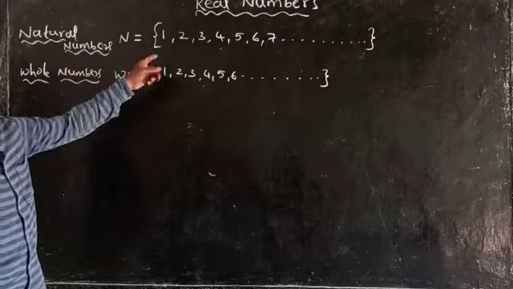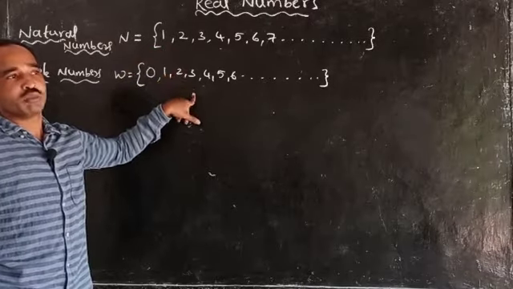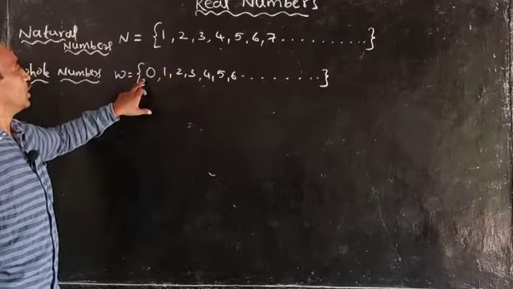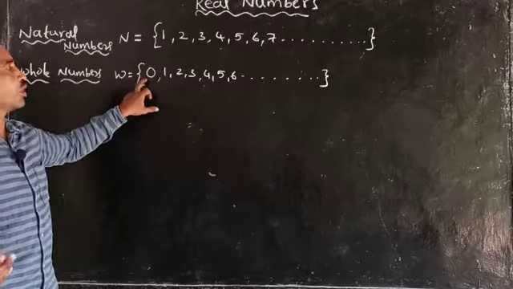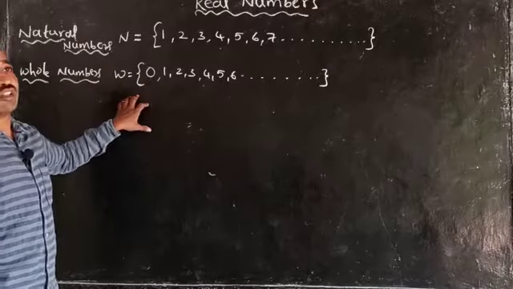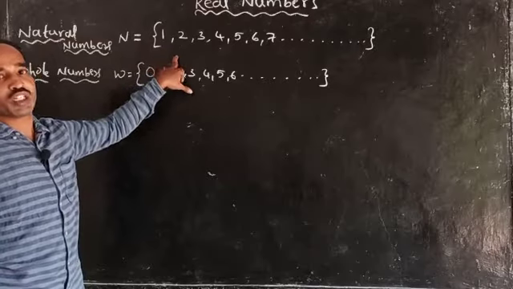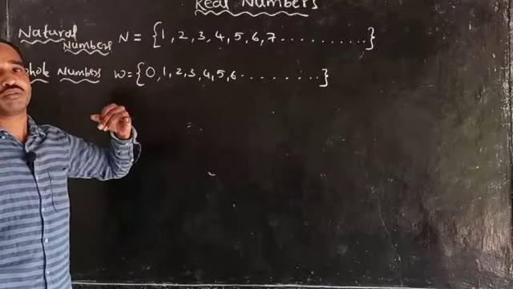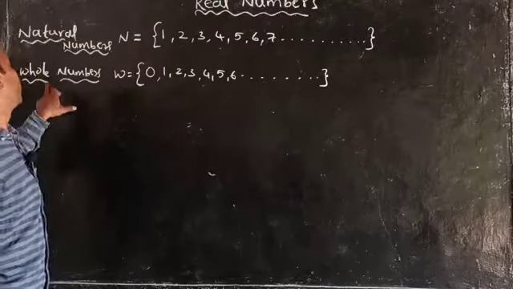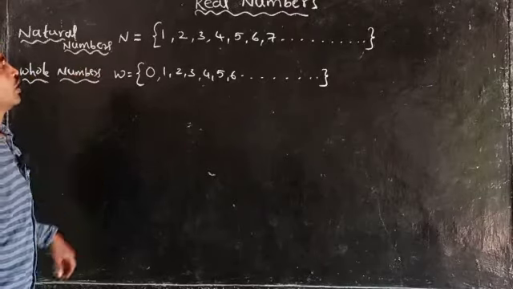The difference between the natural numbers and whole numbers is that only 0 is more in the whole numbers. If we add 0 to the natural numbers, then that set of numbers we call whole numbers. That is the difference.